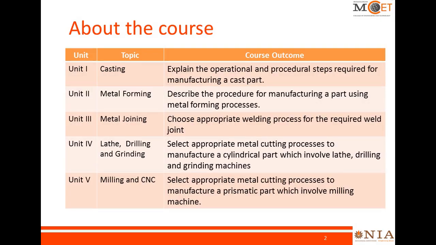And about the course, this course has 5 units. Unit 1 is casting, Unit 2 is metal forming, Unit 3 is metal joining, and Units 4 and 5 are about metal cutting processes. Unit 4 is about lathe, drilling and grinding. Unit 5 is about milling and CNC.